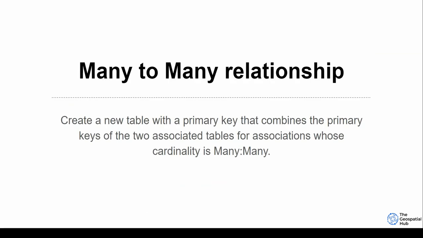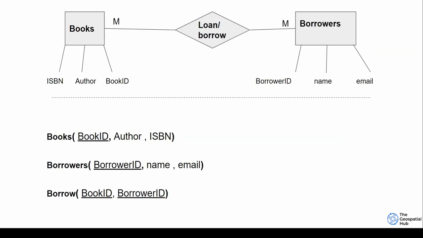Now the last relationship is the many-to-many. For many-to-many relationship, what we have to do is to create a whole new table for the relationship. So basically, for many-to-many relationship, we would have to create a new table, and now we'll put the two primary keys together in the new table.